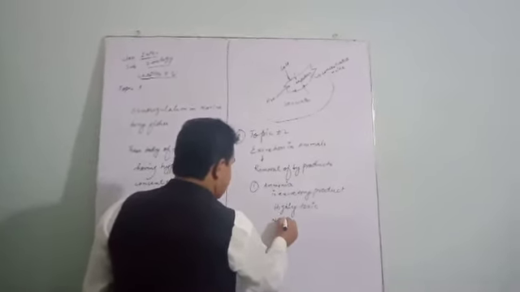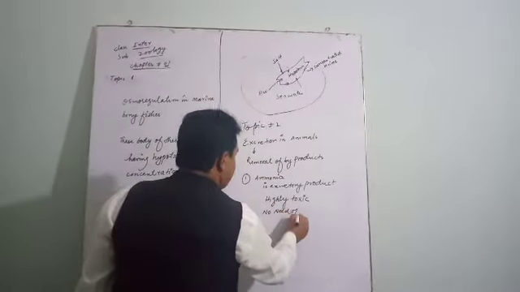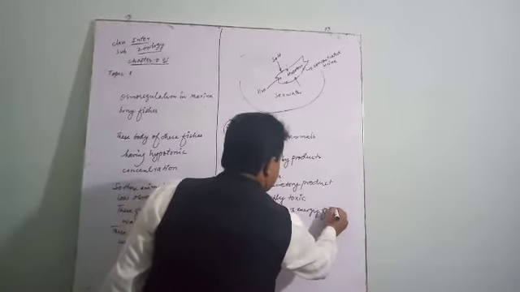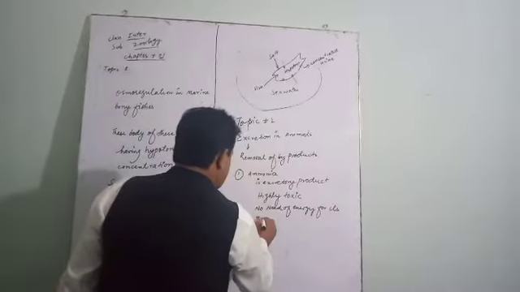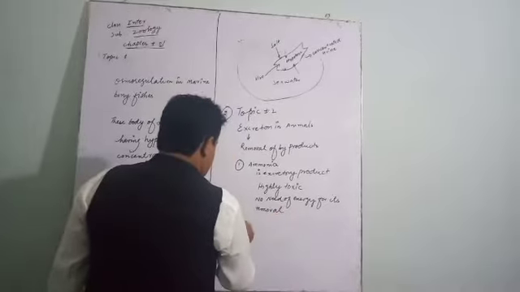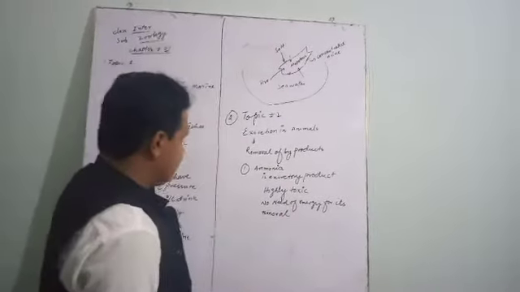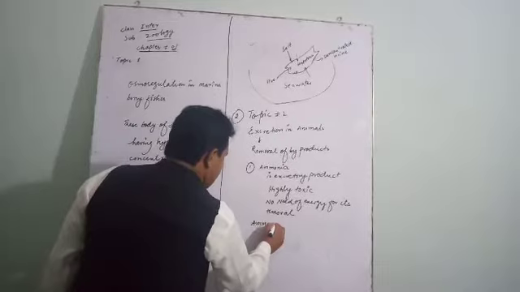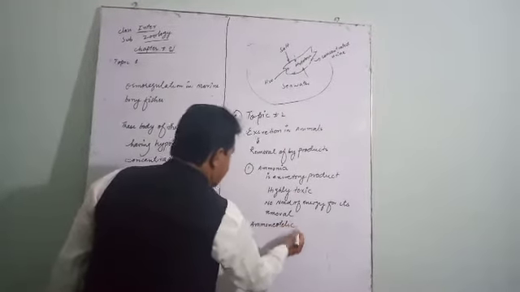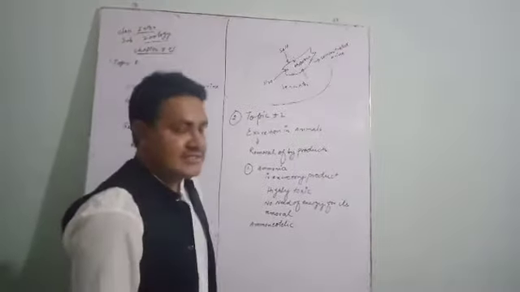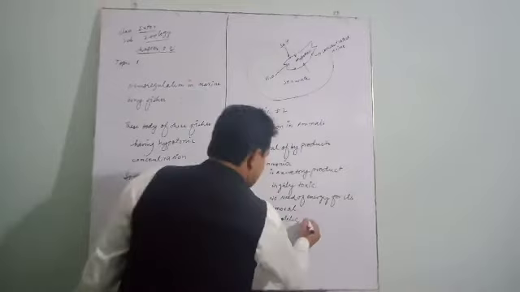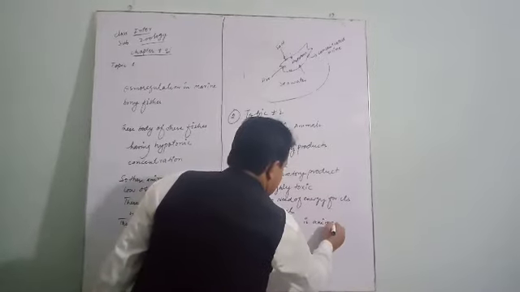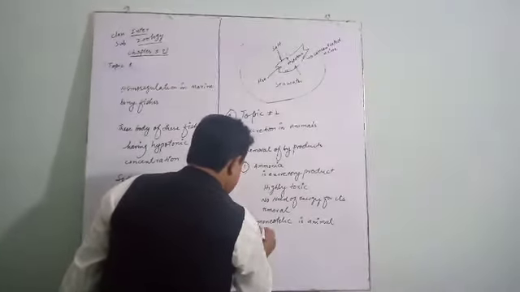There is no need of energy for its removal. Those animals that excrete ammonia are called ammonotelic. Now, what are ammonotelic animals? Ammonotelic animals are those which excrete ammonia.